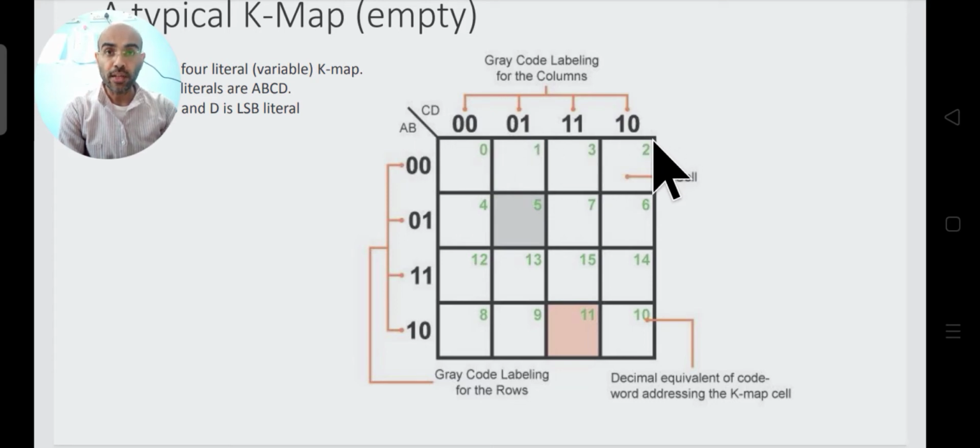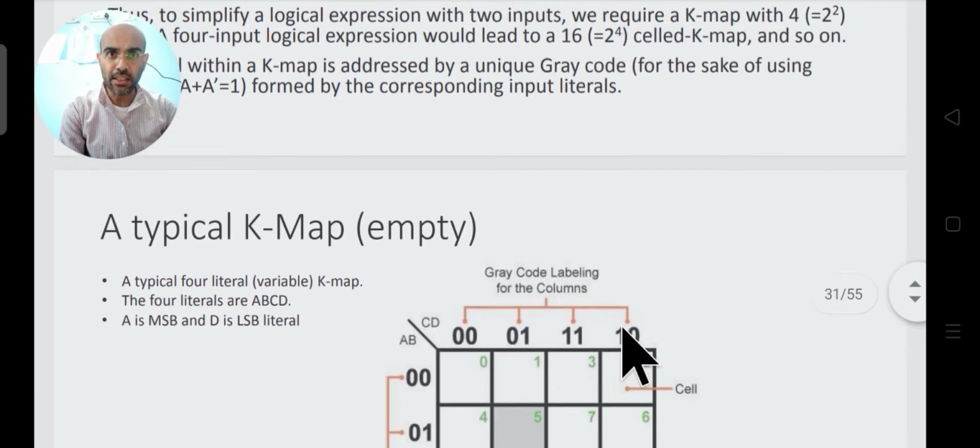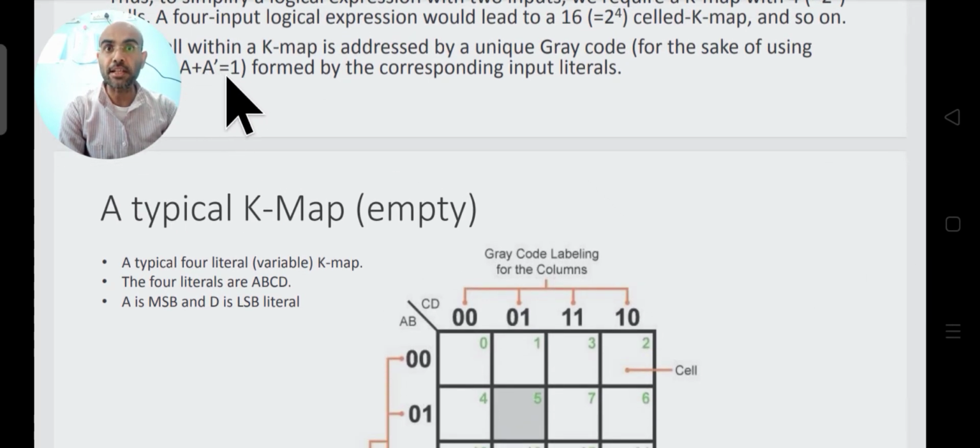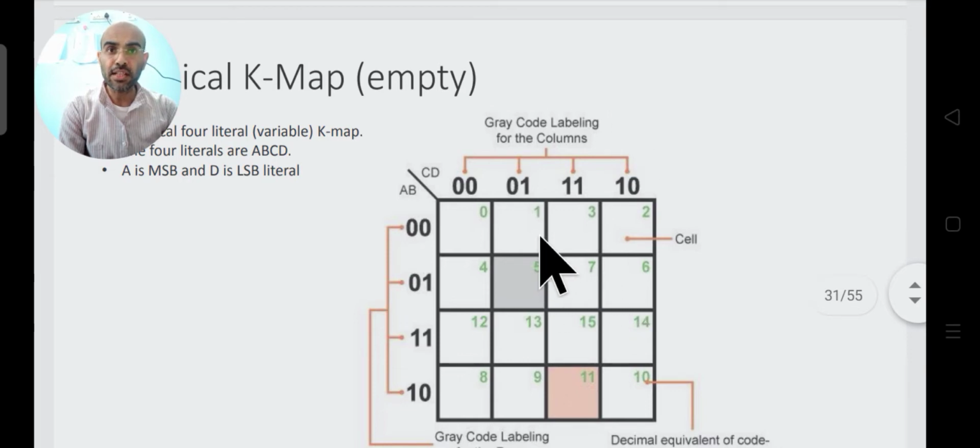Why is it so? We are doing this because in the next step you will see that we will try to group some adjacent cells, and when we group these adjacent cells, there will be some change in the literal. That change is useful to apply the identity a plus a bar is equal to 1. So wherever there is a change, that term will become 1. So the basic idea is this. That is why, to apply the identity a plus a bar equal to 1, we write these things in gray code rather than the binary equivalent. So be cautious about this.